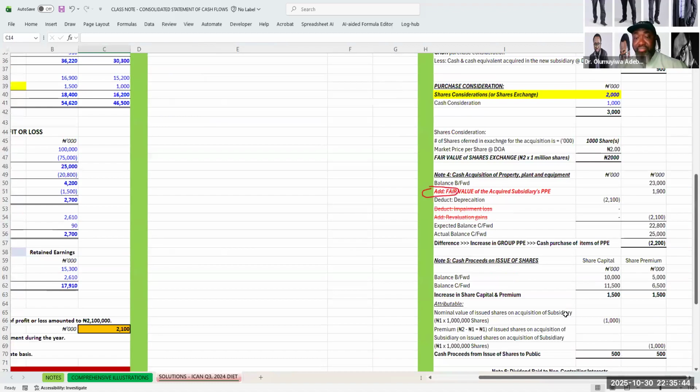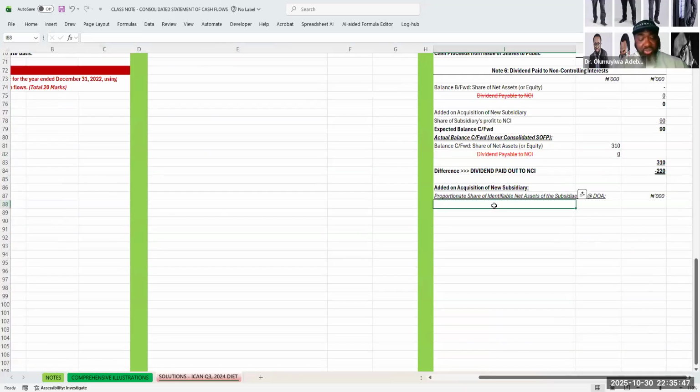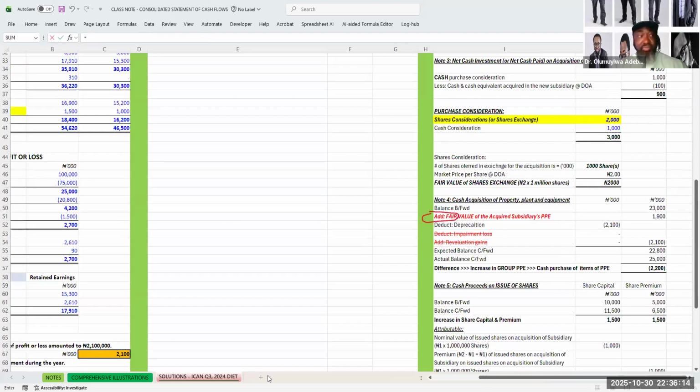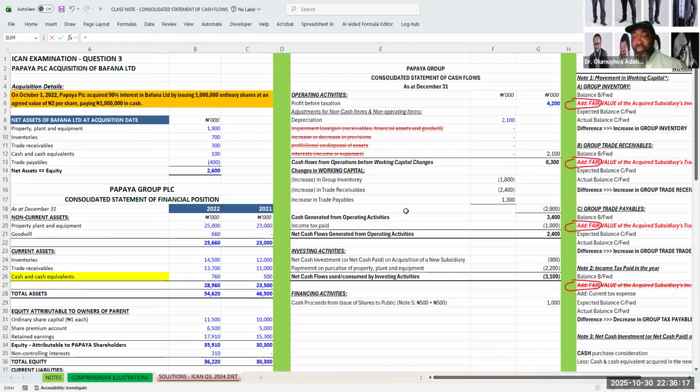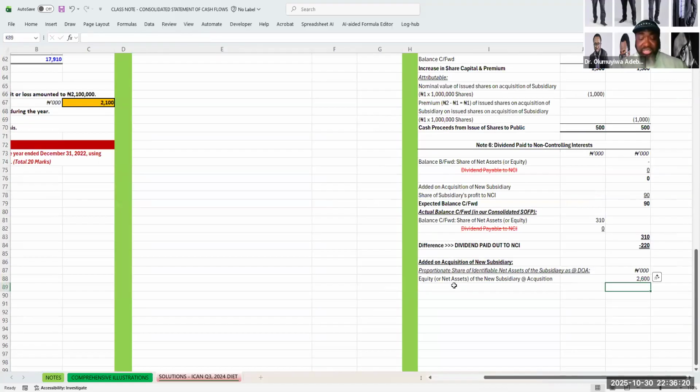I'll bring it here. Equity or net assets of the new subsidiary at date of what? Acquisition. Therefore, if that is 26, if it is 26, what is the proportionate share? Percentage stake of NCI.